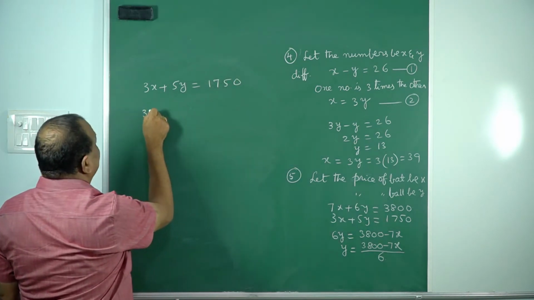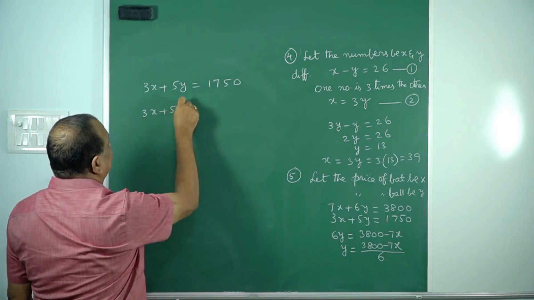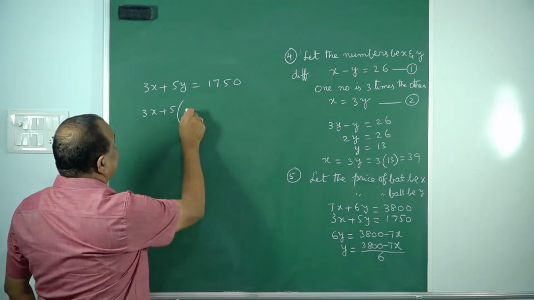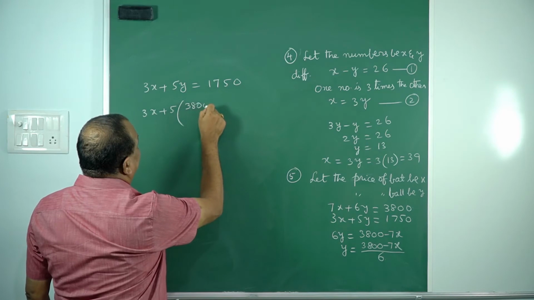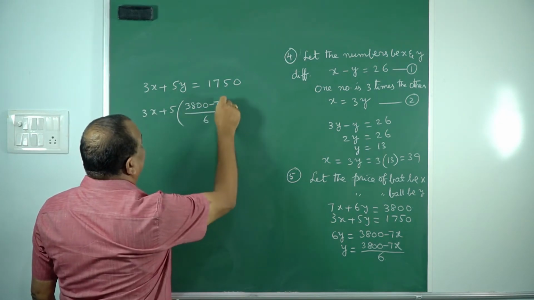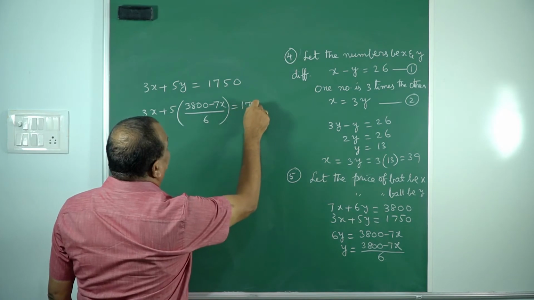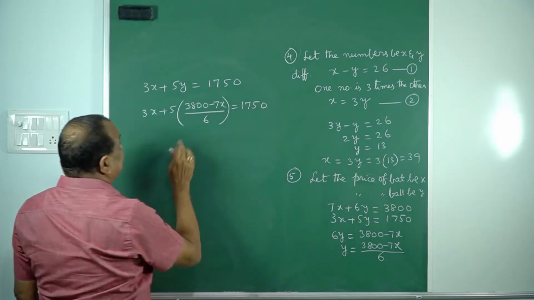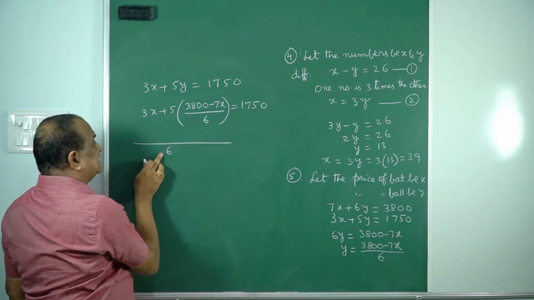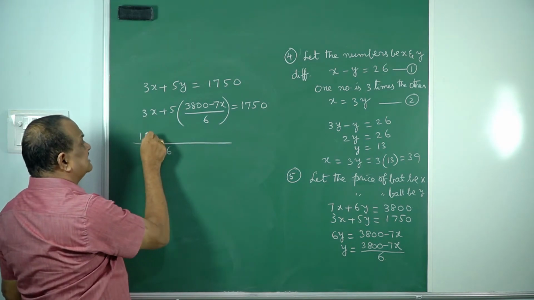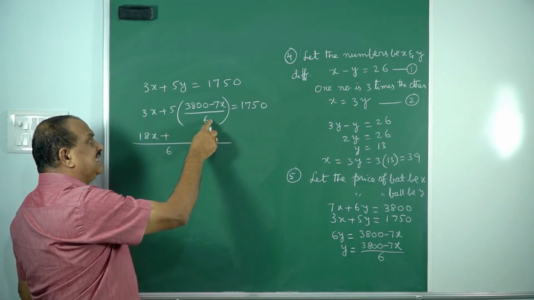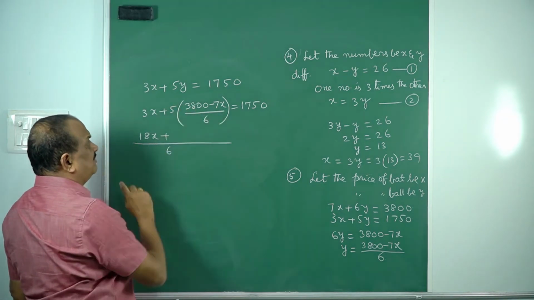And 3x plus 5 times, I write the y value, 3800 minus 7x, by 6, is equal to 1750. 6 is the LCM of the denominators. 6 times this 3x will be 18x. In this, 6 goes only one time, 1 into whatever you have on the top.